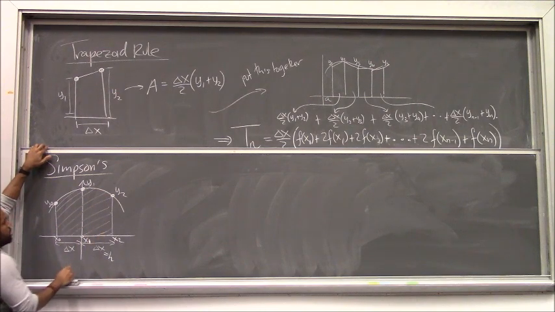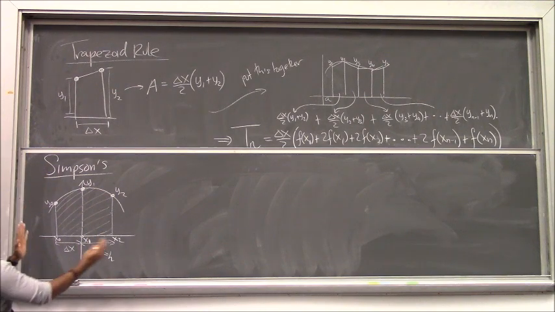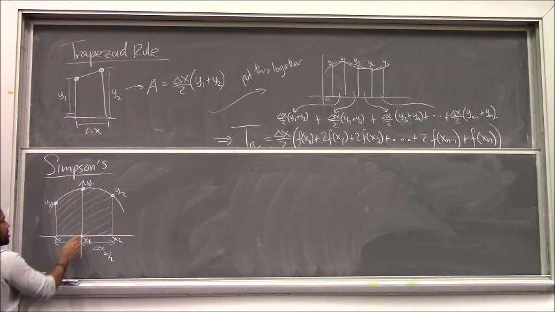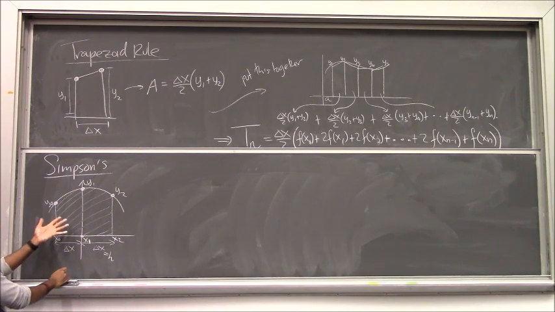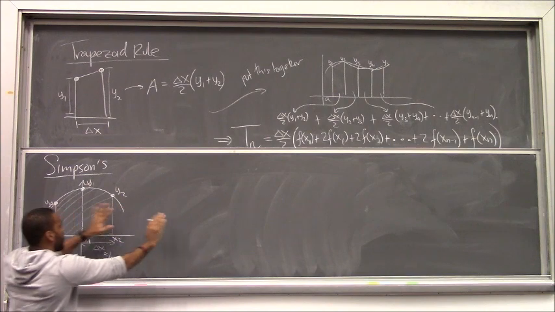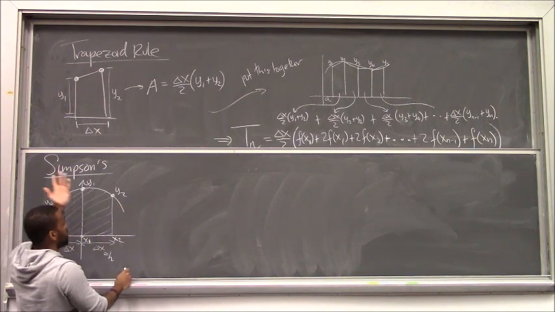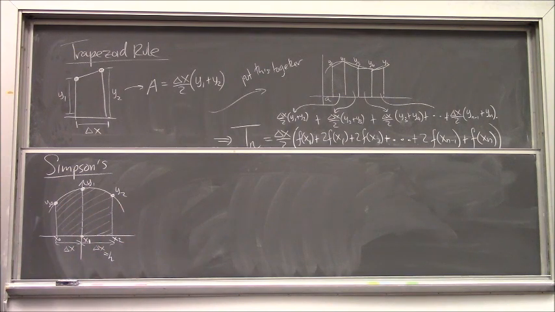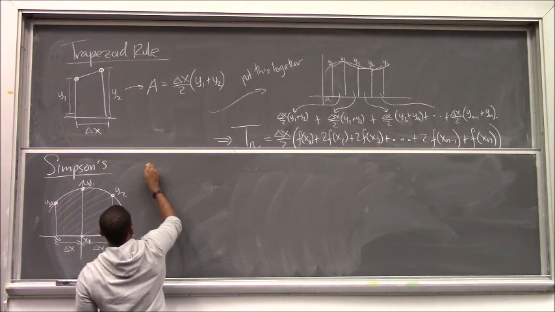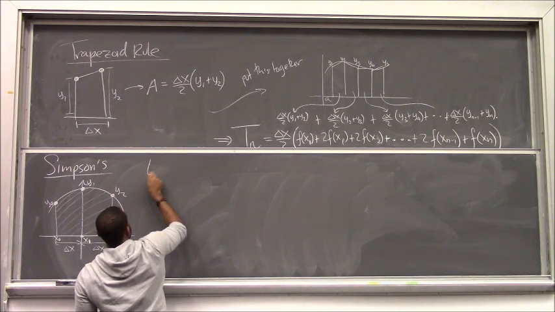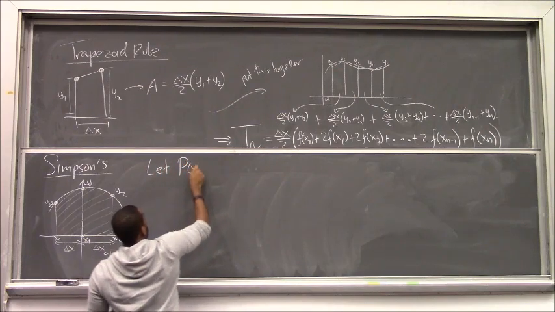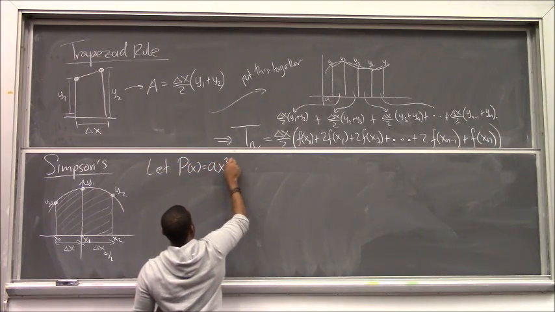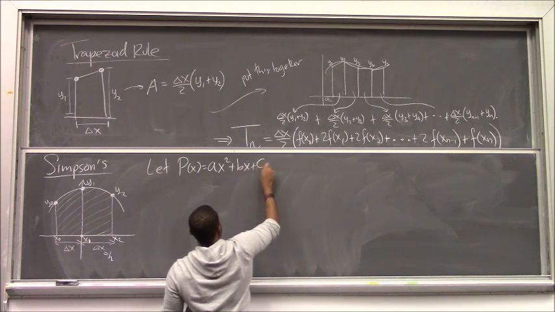Now, the idea is I'm going to figure out a formula by centering this at the origin. So that's the origin. But the idea is if I know how to find the area under this, I can just slide it along the axes and I'd be able to find the area under technically any parabola that looks like this. So here's what we're going to do. Let p of x equals ax squared plus bx plus c be the parabola.